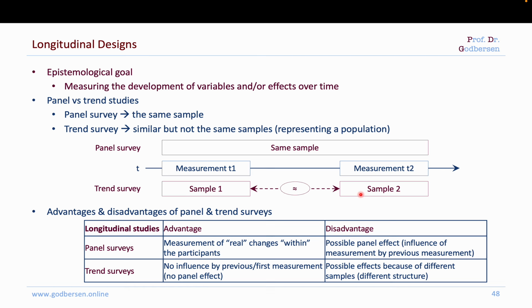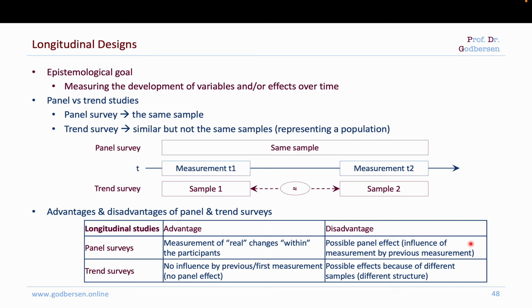Both approaches have advantages and disadvantages. One might argue with a panel survey, as we have the same people, identical people, at T1 and T2, we can measure real changes within these participants. But on the downside, we might face a panel effect.